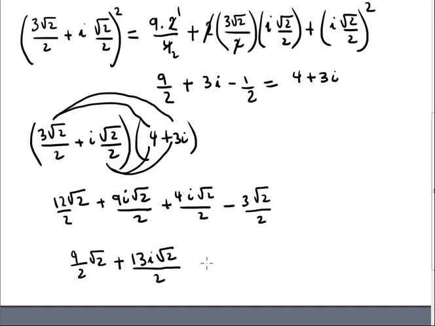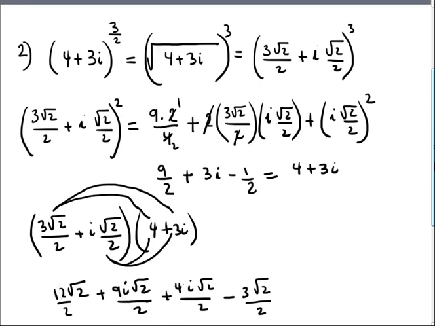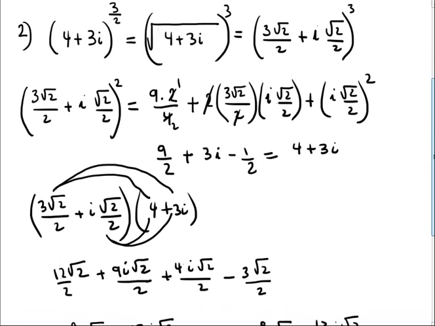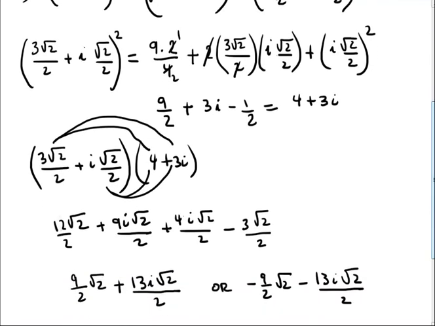One answer. Another answer is similar but using the other answer: negative 9 over 2 square root 2 minus 13i radical 2 over 2. Okay, because basically we have, remember, 2 square roots, 1 positive, 1 negative. When you cubic, the answer is 1 positive or another 1 negative.